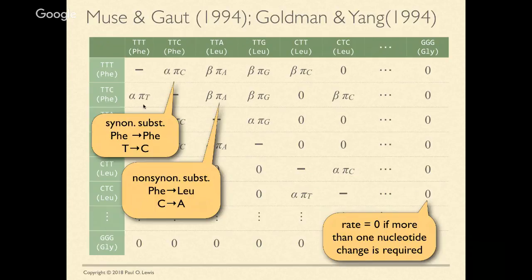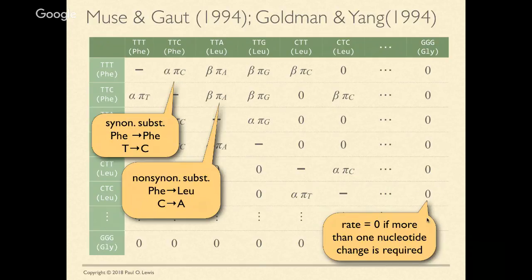Let's take a look at this one now. In this case, we have a C changing to an A, so we put a pi A in, but this time it's a non-synonymous substitution. We have a change from a phenylalanine to a leucine. So the amino acid is changed. That makes it a non-synonymous substitution. So we put an alternative rate parameter beta in for the non-synonymous substitutions. This allows us to get an idea of what the ratio between the rate of non-synonymous and synonymous substitutions is if we estimate these separately. And the pi's are here to make this matrix time reversible, as we've seen before.